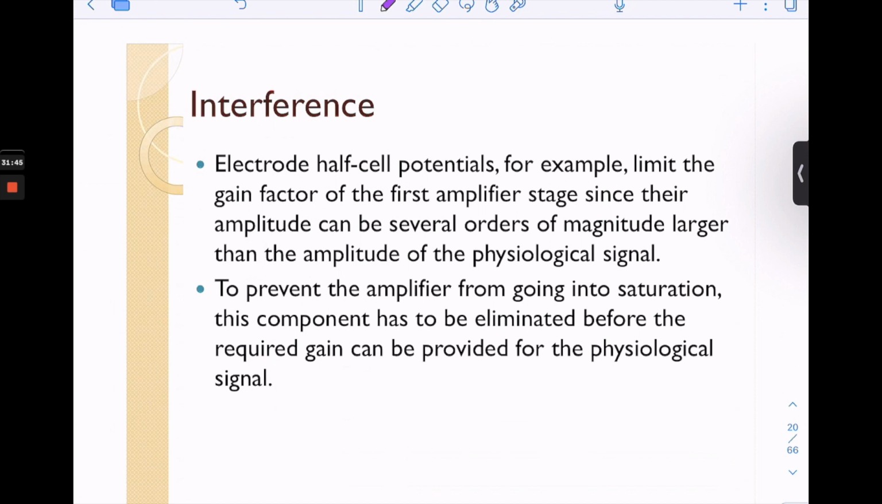Okay, so that's why when we use the first stage amplifier, the amplification is not much as compared to the other stages of the amplification, because we need to consider this kind of limitation, electrode half cell potentials that have several orders of magnitude larger than the amplitude of our physiological signals of interest.